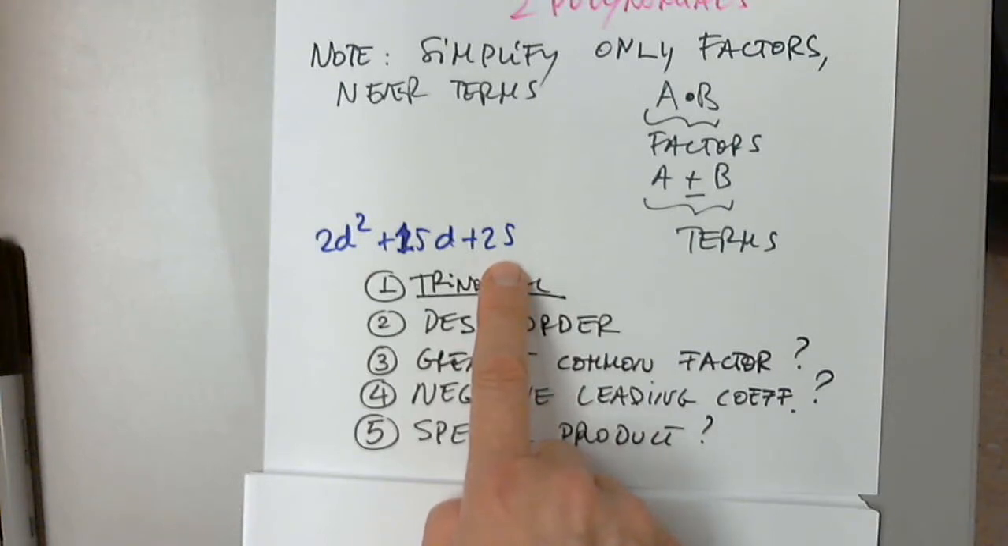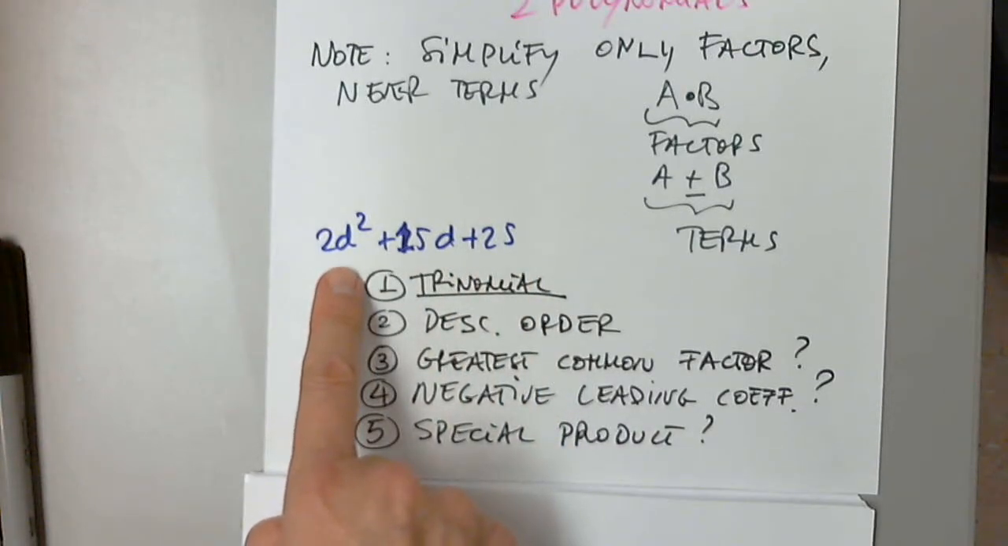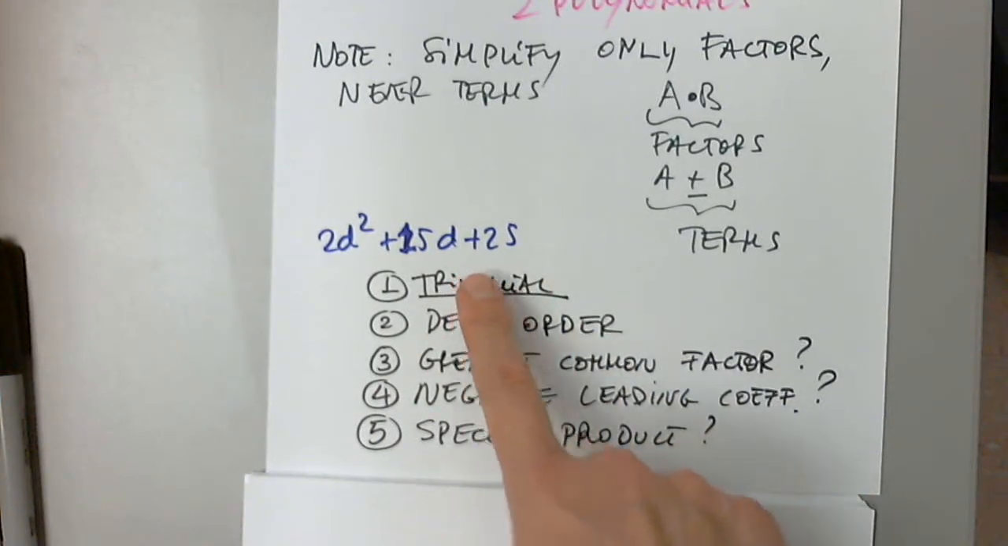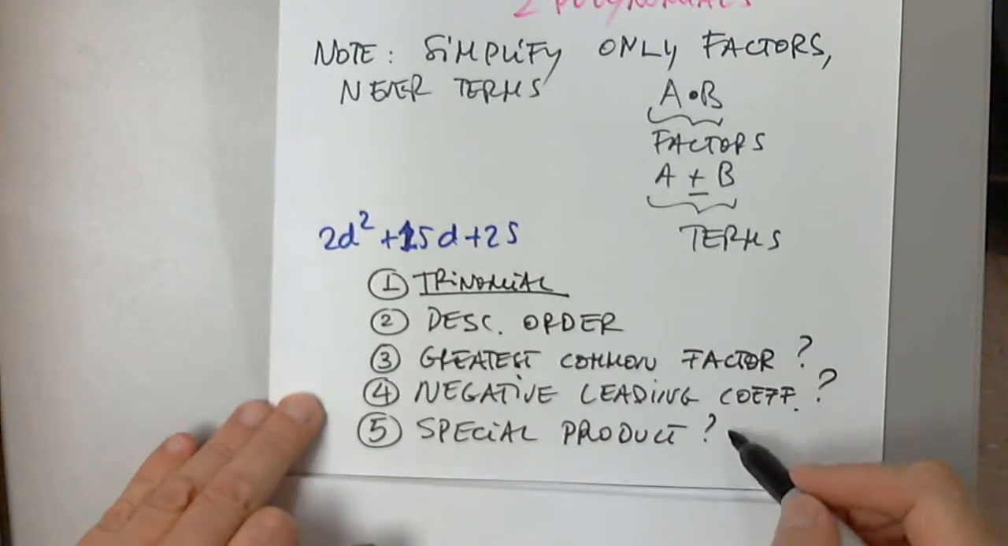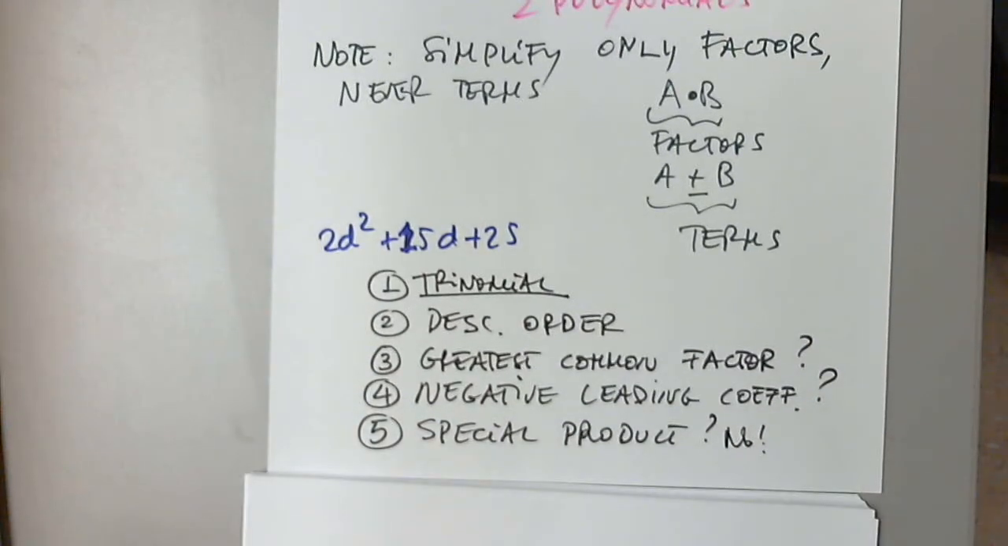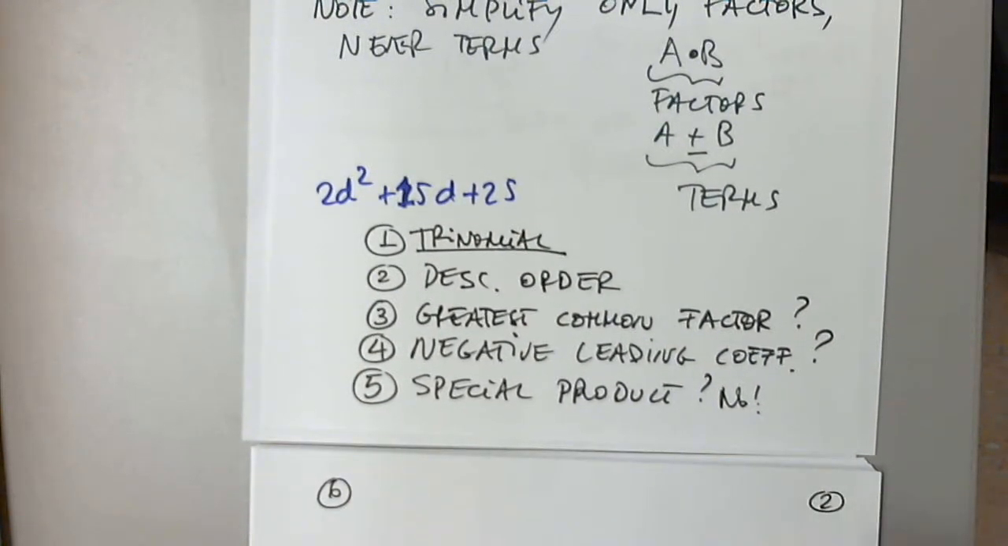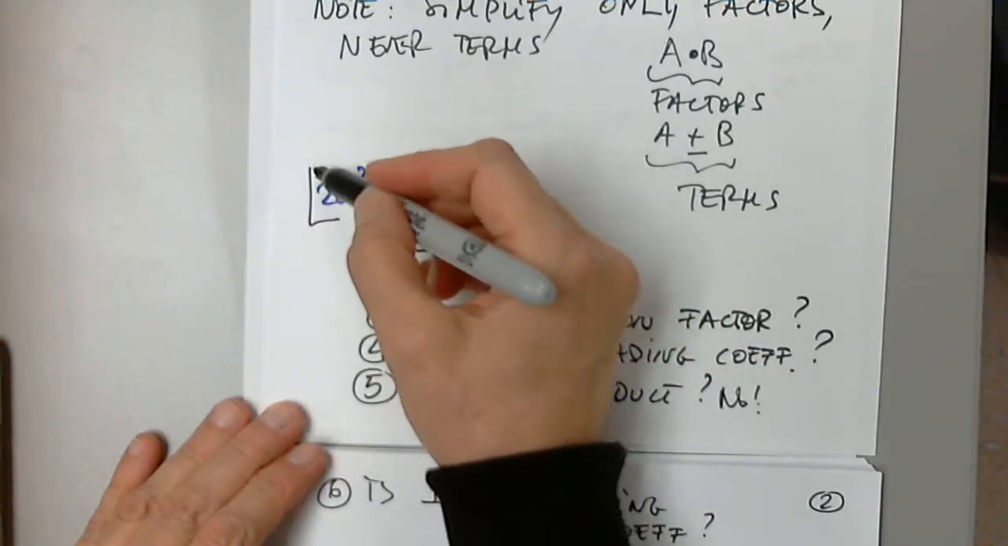25 is a perfect square, but 2d squared is not a perfect square. So when I ask myself, can I apply a special product? The answer is no. So I'm moving on to the next step. And the next question that I have is number 6. And in number 6, I'm asking myself, is 1 the leading coefficient? And the answer is no. 1 is not the leading coefficient. The leading coefficient is 2.